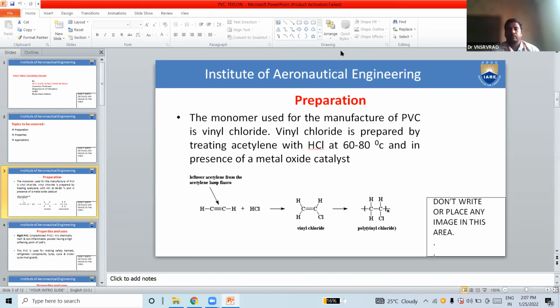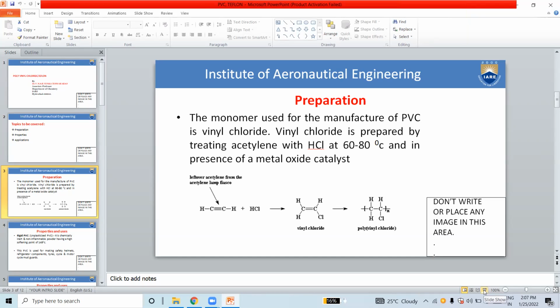Okay. Okay, amma. Now I will revise the preparation, properties and applications of PVC. First of all, we see the preparation of PVC. So in PVC, what is the monomer, amma? Polyethylene. In PVC, amma, PVC.